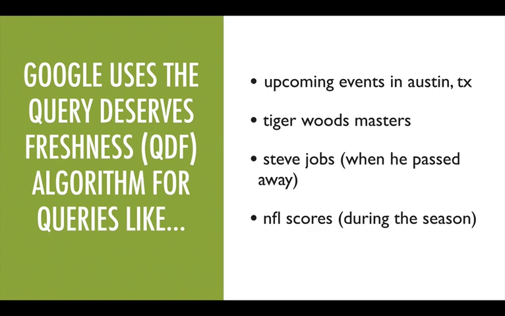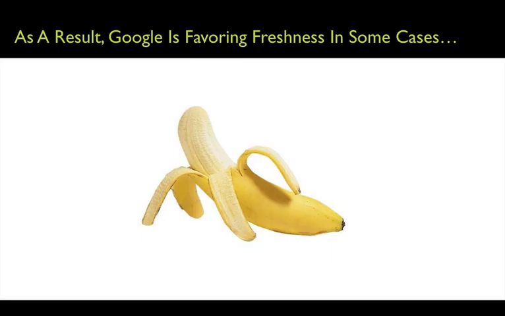NFL scores. During the NFL season, particularly on an NFL Sunday, if you type NFL scores into Google, it's going to turn the query deserves freshness algorithm on and show you current scores. Today you're seeing things like live scoring updates and game clocks in the Google search results. That's Google becoming more aware that you're looking for the freshest content on that subject. So as a result, Google's starting to favor freshness in some cases.